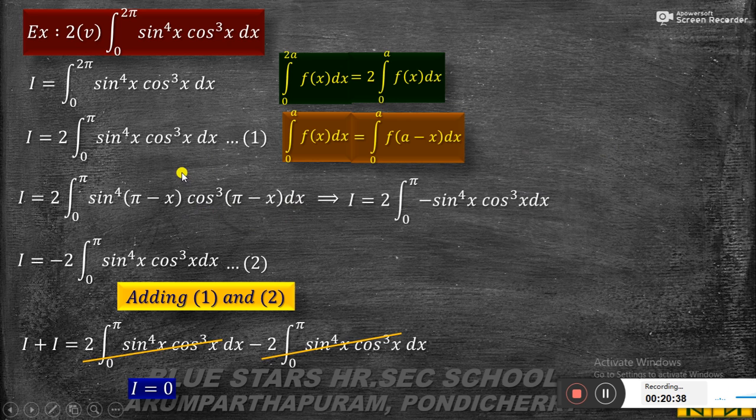So in the second quadrant, sine is positive. Sine is positive, so sine of pi minus x means sine x. So I write sine power 4x. Next, cos of pi minus x means minus cos x.